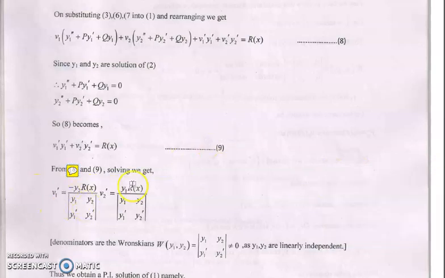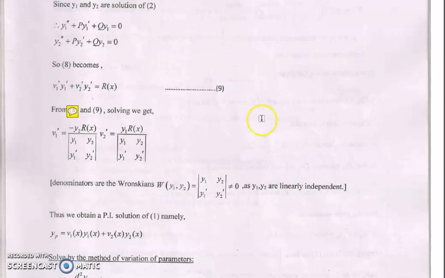v1 dash and v2 dash, that is your homework. If you face any kind of problem, please feel free to contact me. When we solve this one, the denominator is known as the Wronskian, y1, y2, y1 dash, y2 dash, which is not equal to 0, which represents that y1 and y2 are linearly independent.